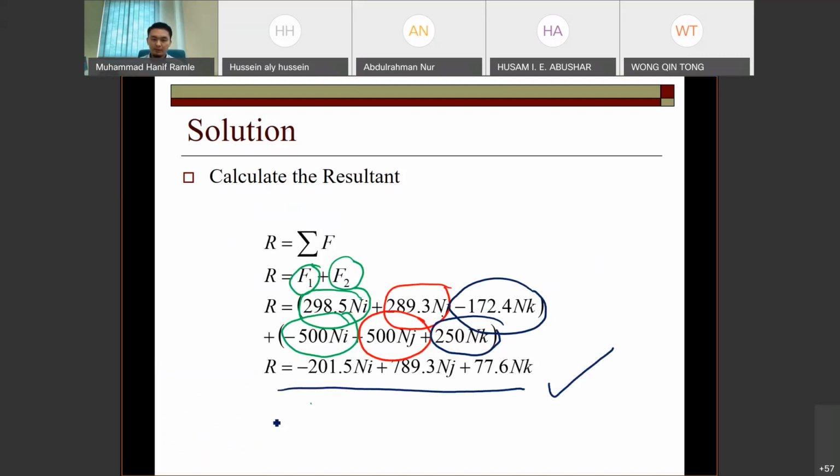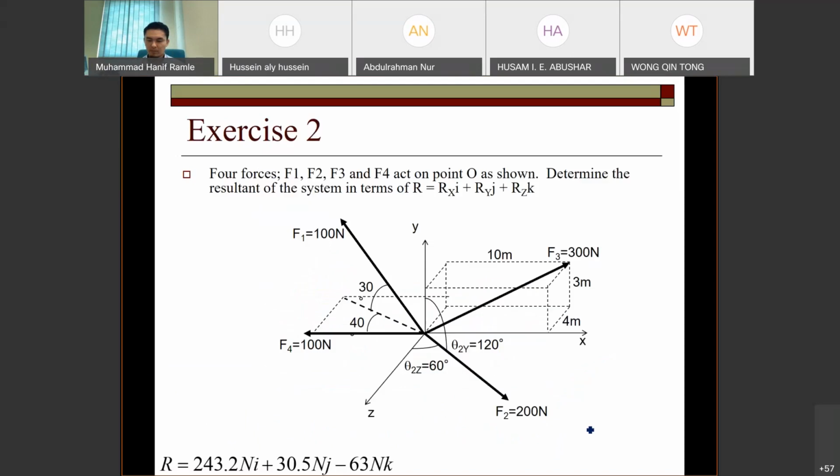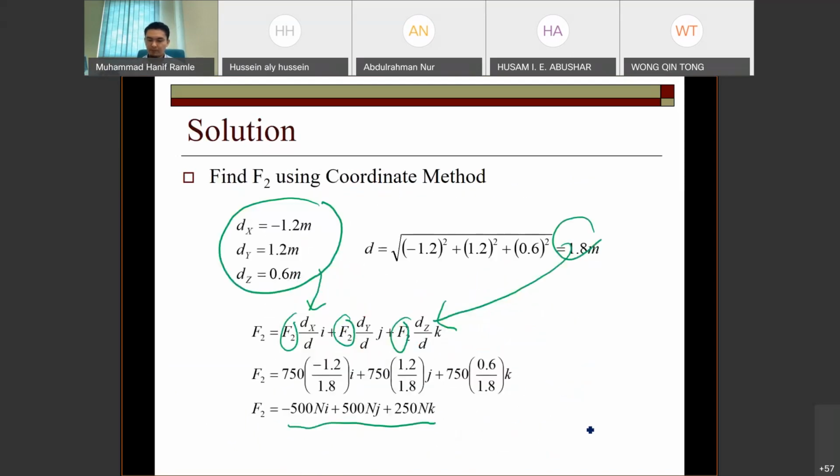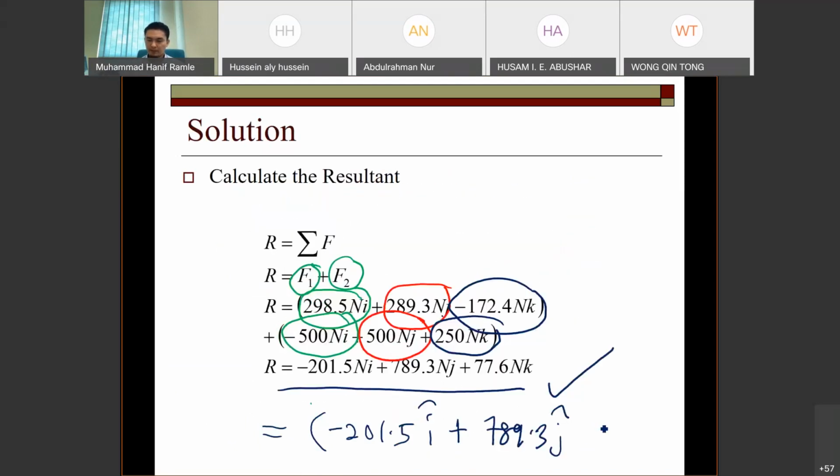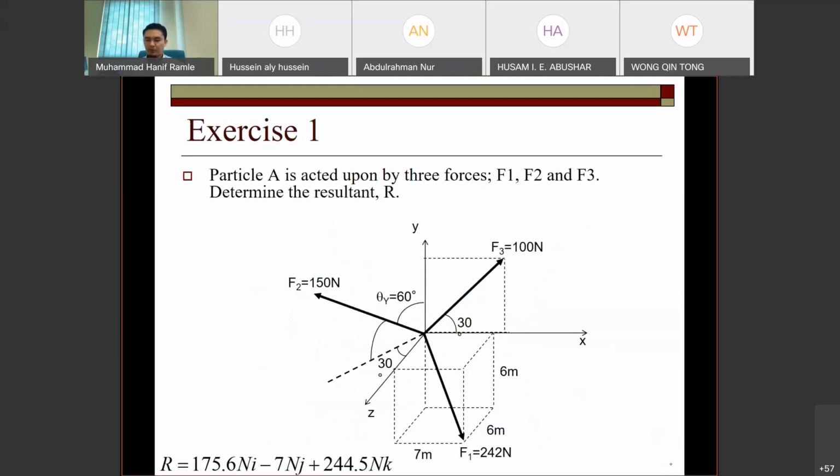Okay. So again, you can write like this, plus 7.6 K, bracket Newton. You can write like this to avoid confusion.